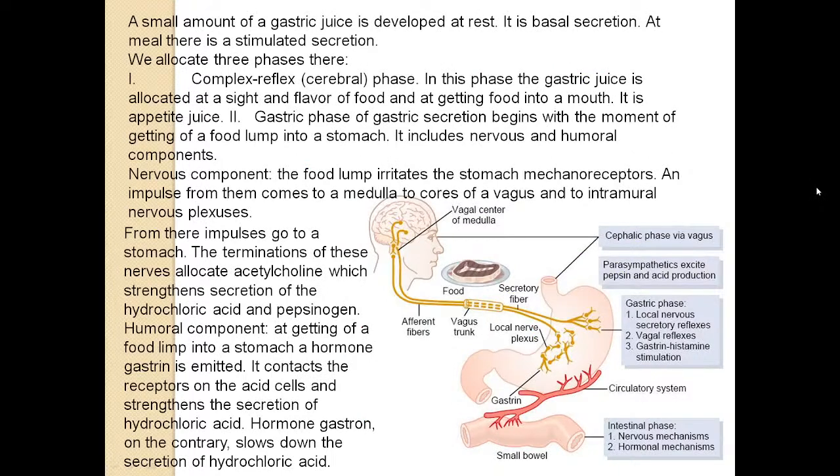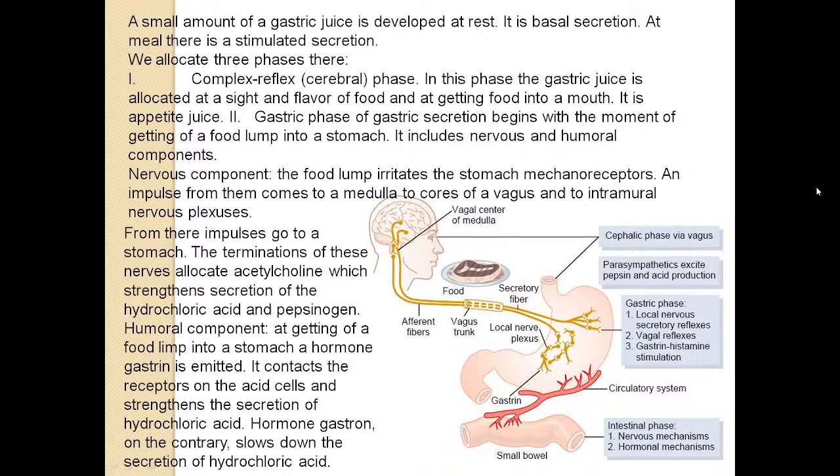Next question, phases of gastric secretion. A small amount of gastric juice is produced at rest. It is basal secretion. At a meal there is a stimulated secretion. We allocate 3 phases there. Phase 1 is a complex reflex, the cerebral phase. In this phase, the gastric juice is allocated at the sight and smell of food and at getting food into the mouth. It is appetite juice.